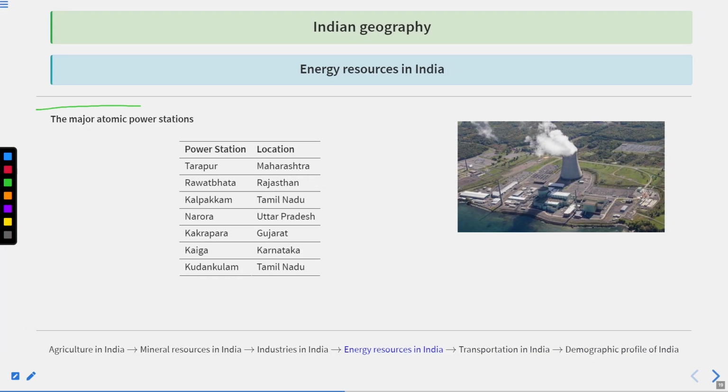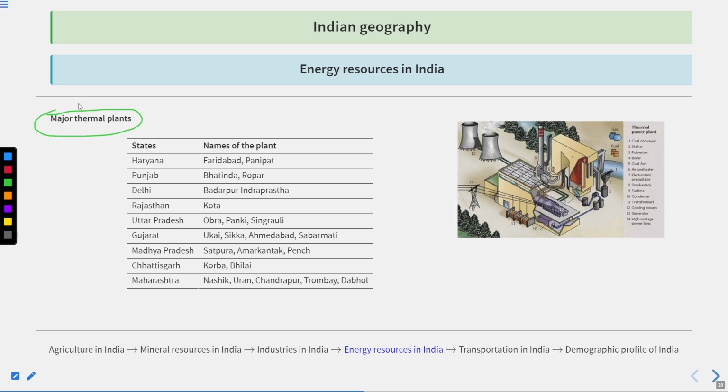After this, if we talk about the major atomic power stations: Tarapur, Maharashtra; Rawatbhata, Rajasthan; Kalpakkam, Tamil Nadu; Narora, Uttar Pradesh; Kakrapar, Gujarat; Kaiga, Karnataka; Kudankulam, Tamil Nadu.